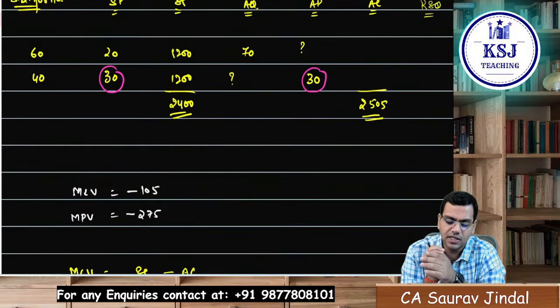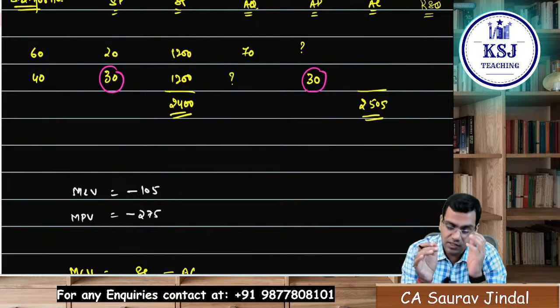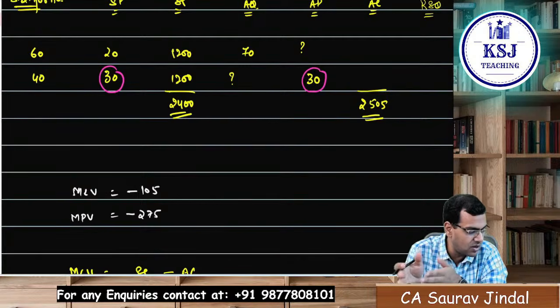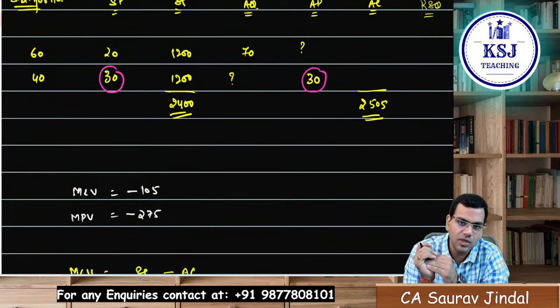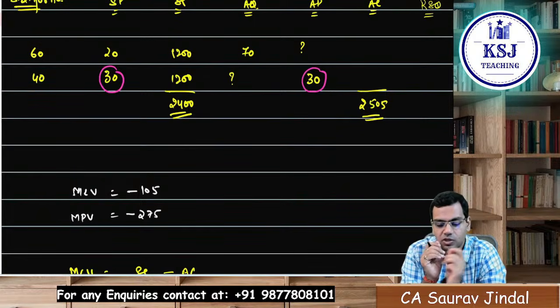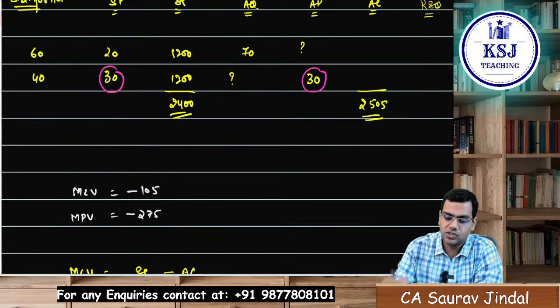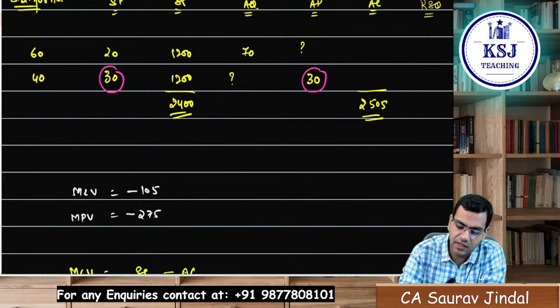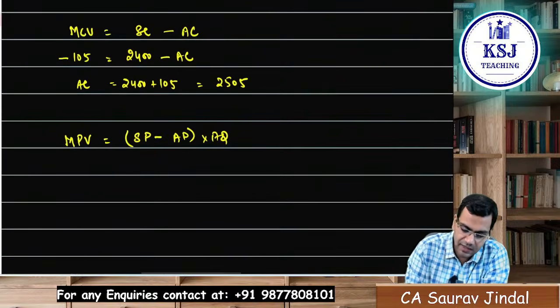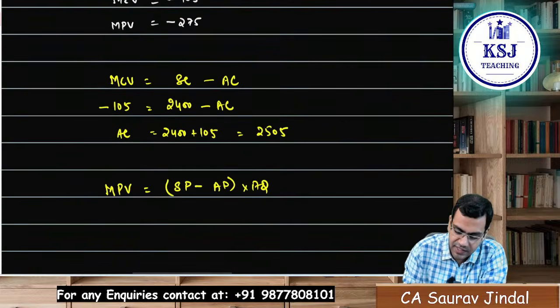Now, if you see product B, there is no price variance, because the standard price is equal to your actual price. So the price variance will only be in case of product A, right? Let's say for product A, the actual price is X. So what I can take here, price variance is minus 275.